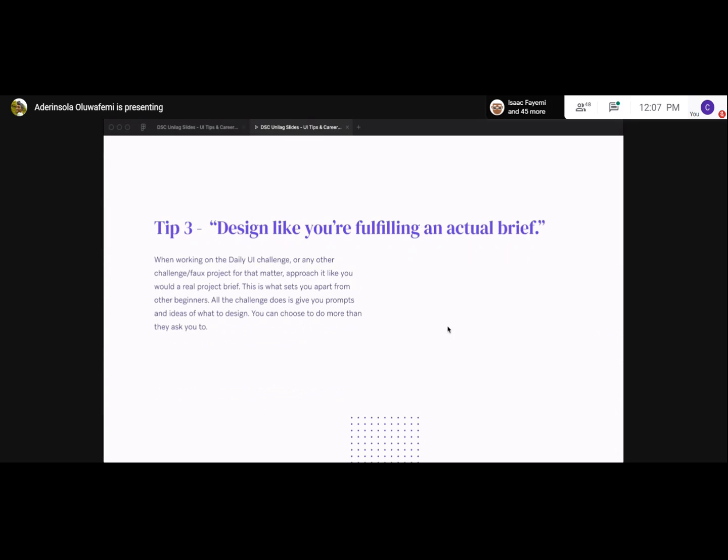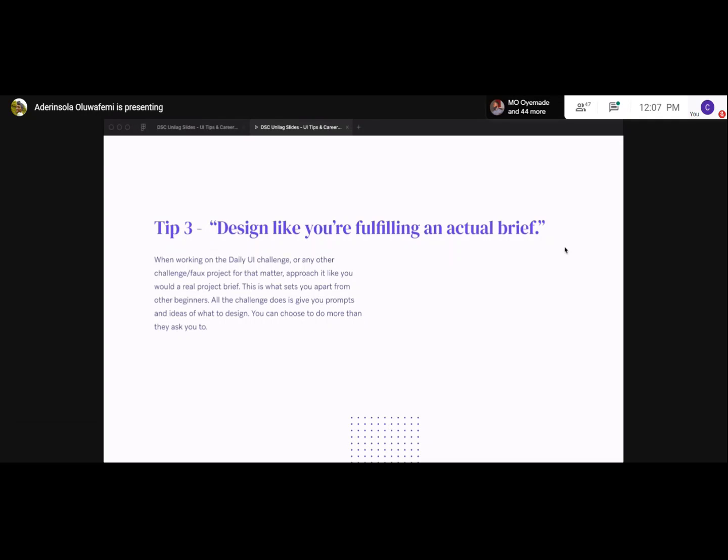Tip 3: design like you are fulfilling an actual brief. So when working on the Daily UI challenge or any other challenge or project, approach it like you would approach a real project brief. This is what sets you apart from other beginners, and I feel like this is what helped me when I was starting out.